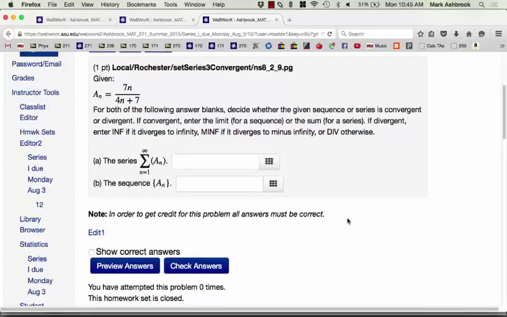You can either think of this as a rational function from pre-calc. You have f of x equals 7x over 4x plus 7. And so this is a rational function with the degrees being the same, and therefore that limit is the ratio of the coefficients. That thing goes to 7/4.